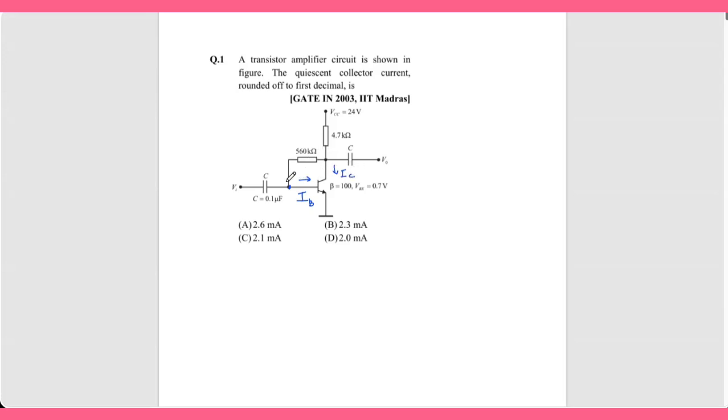Now this current comes from here, so this is also IB. And this is coming from this direction, this is also IB. So this current is going to be IB plus IC. So you have 24 volt applied here.